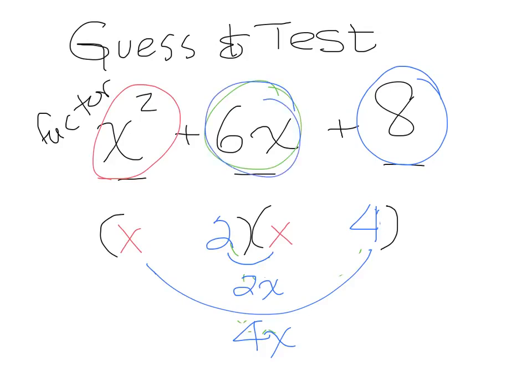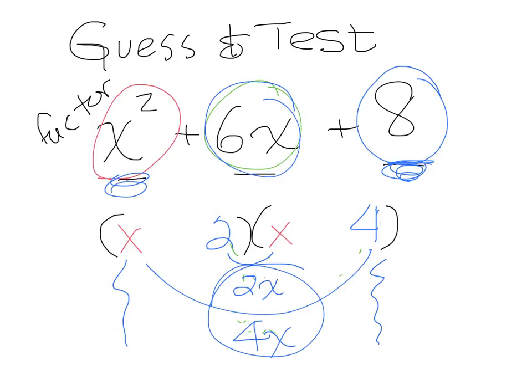Notice, I'm not listing all the factors of this, and I'm not listing all the factors of this. I'm just testing. The only thing you really have to test is these middle numbers, okay? Because these ones will work out. You're not even going to try anything that doesn't make these the end numbers work.